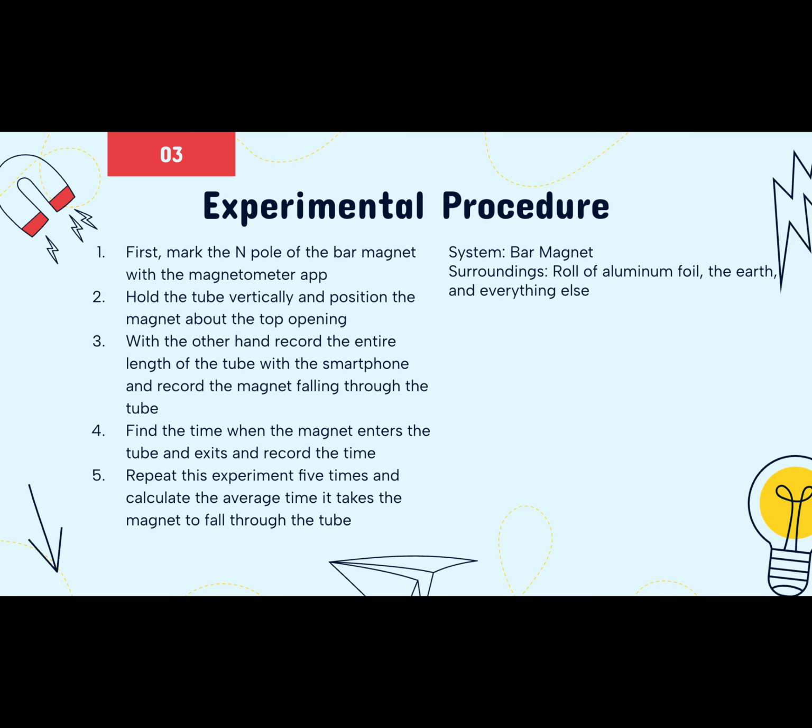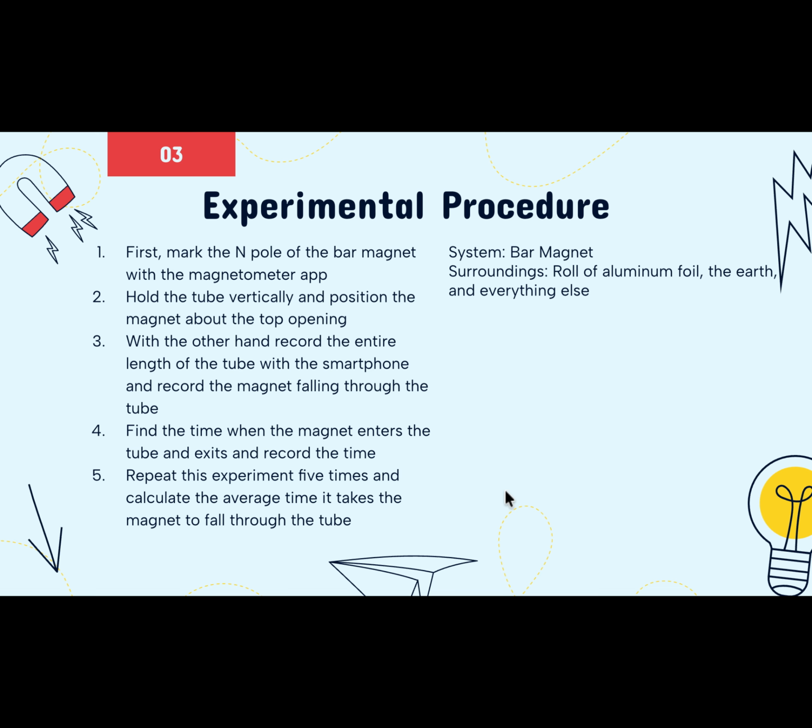Okay, so our experimental procedure. Well, first we identified the north pole of our bar magnet using a magnetometer app, and then we held the aluminum foil tube vertically and recorded on video as we dropped the magnet through it. By scrubbing the footage, we identified the exact timestamps when the magnet entered and exited the tube, giving us the travel time, and then we repeated this drop 5 times to get a reliable average.